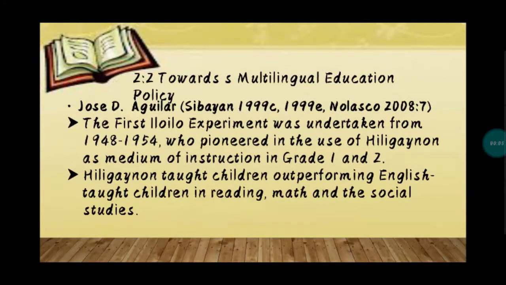Towards a multilingual education policy. Jose D. Aguilar, Sibayan 1999C, 1999A, Nolasco 2008. The first Iloilo experiment was undertaken from 1948 to 1954, who pioneered the use of Hiligaynon as medium of instruction in grade 1 and grade 2. So, si Jose D. Aguilar siya ang first Iloilo nga nag-experiment nga iya gigamit as medium of instruction ang Hiligaynon language sa pagtudlo sa grade 1 and grade 2. Hiligaynon-taught children outperformed English-taught children in reading, math, and social studies.